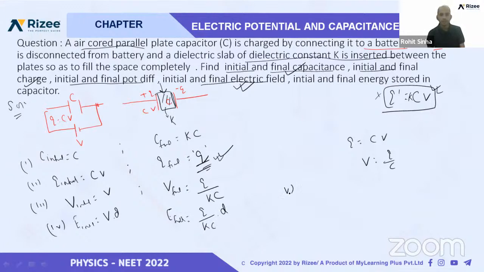Fifth one. Initial and final energy stored in the capacitor. Initial energy, we know, will be half C V square, or we can write it like this, Q square by 2C. But for final, we have to write like this: charge is the same, Q square, but capacitance is 2 into C, it becomes Kc. This is the final energy.